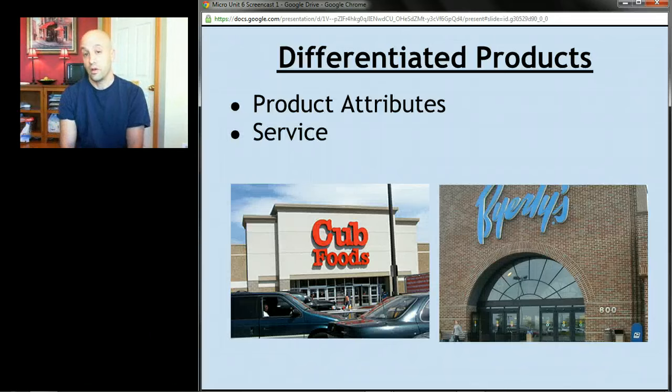Another way you can differentiate your product is just based on the service that the store offers. So, for example, if I need a can of corn, I can go down to Cub Foods and buy a can of corn probably for like 80 cents. And when I do that, I'll be walking on linoleum floors. I'll have to go find it myself. When I bring it to the cash register, they'll scan it through and then it'll go down the little conveyor belt, and then I'll have to run really quickly to the end of the conveyor belt and bag it myself, like some sort of migrant worker.